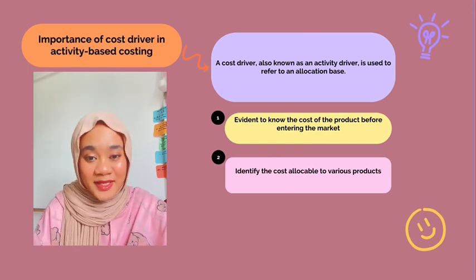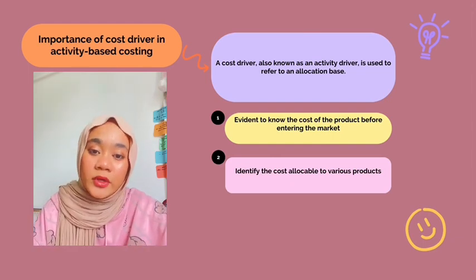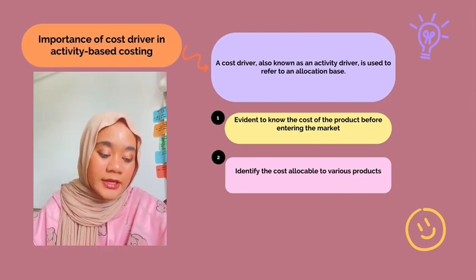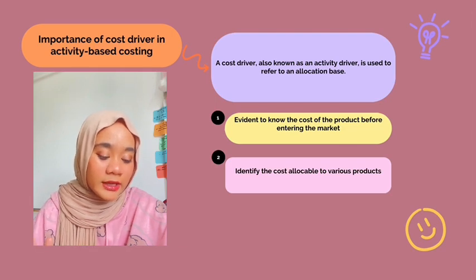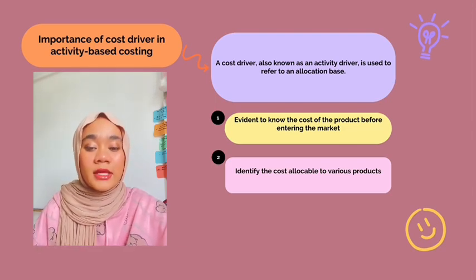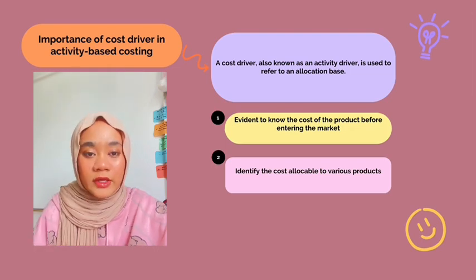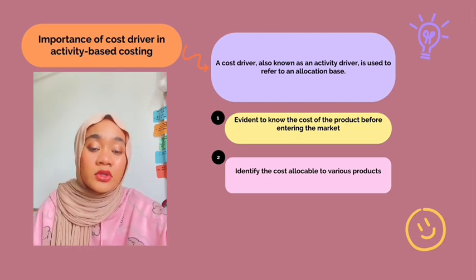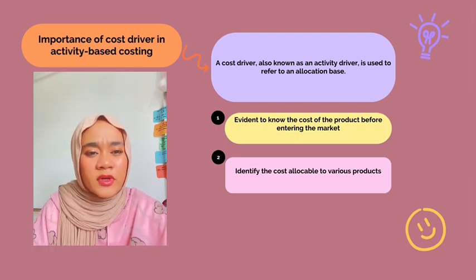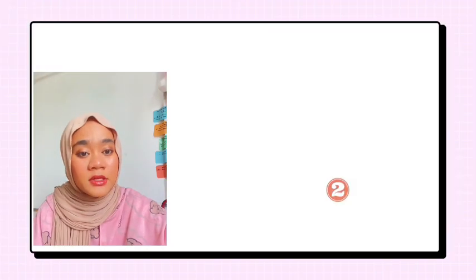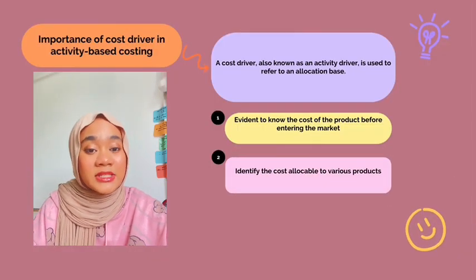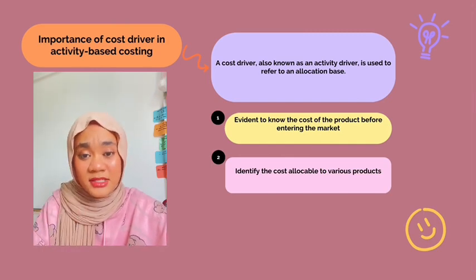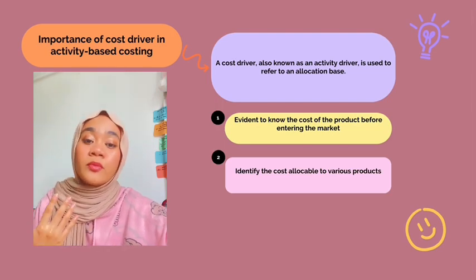Hello everyone, my name is NAIEMA BINTI JIBRI, and I'm going to explain about question B, which is: explain any two importance of cost driver in activity-based costing. First of all, what is the cost driver? A cost driver is also known as an activity driver that is used to refer to an allocation base. For example, this includes machine setups, maintenance requests, purchase orders, and so on. This system is basically to compute the product cost.